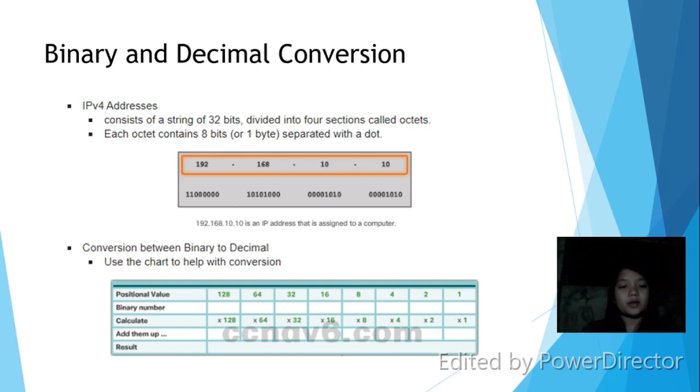Conversion between binary and decimal. Use the chart to help with conversion. So you have the positional value. Let's start with 10. We will convert the decimal 10 into binary. You will ask if 10 is greater than or equal to 128. If no, you will put 0. 64 is also no, 32 is also no, and 16 is also no. For 8, is 10 greater than or equal to 8? Yes, so we will put 1 there.